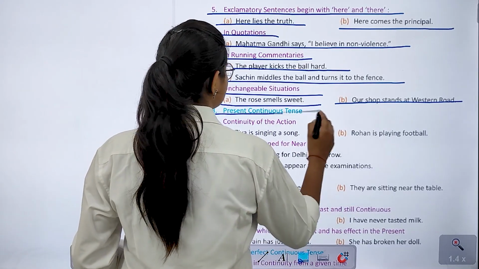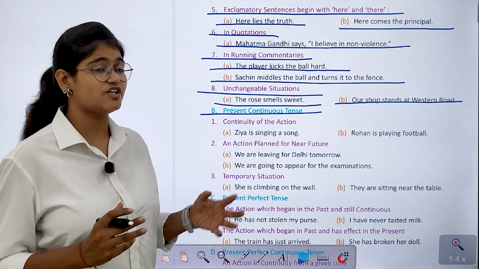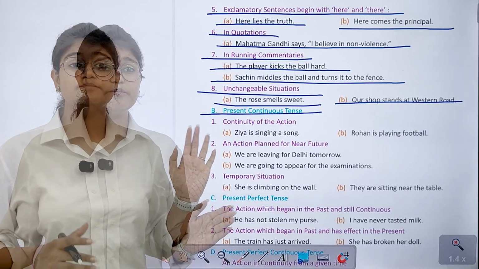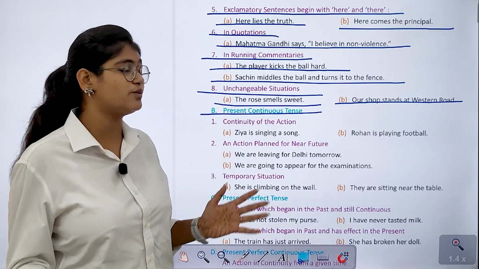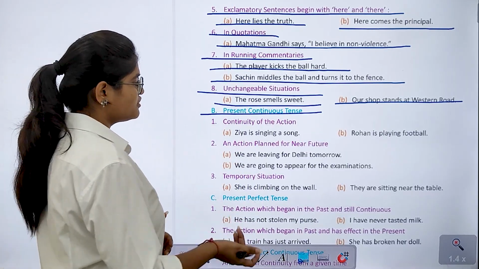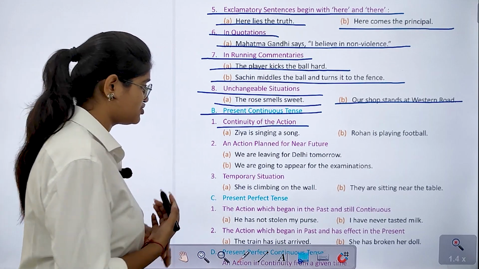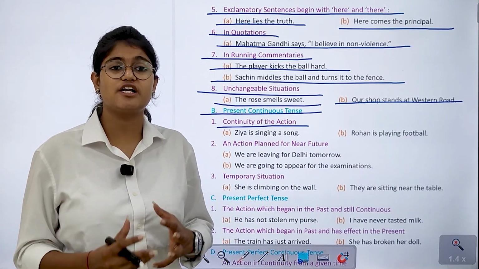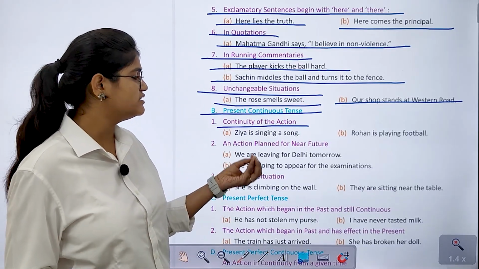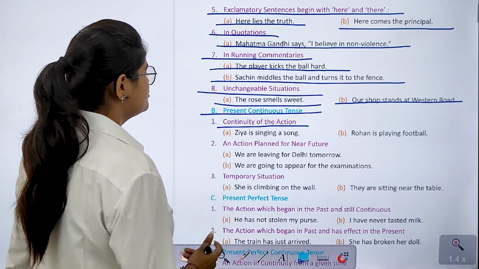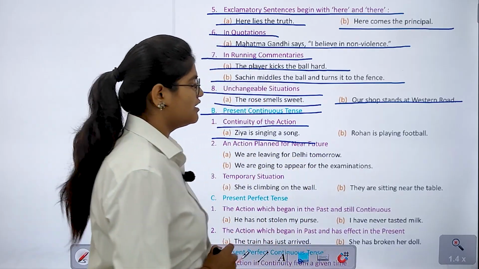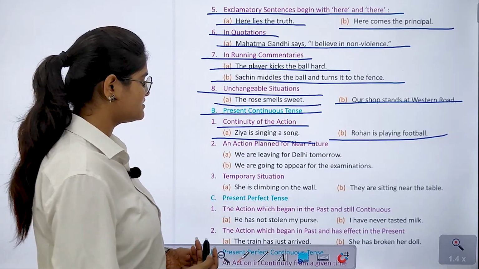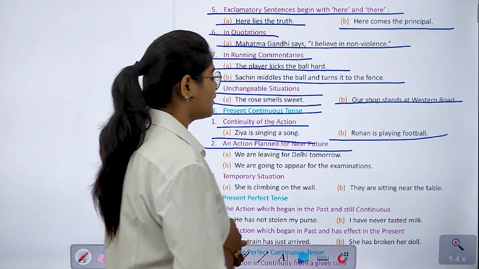After that, we have present continuous tense. अब we are talking about present continuous tense. Till now we were talking about the simple present tense, but now we will be continuing with present continuous tense. So the first is continuity of the action. कि जब भी हमें एक्शन को कंटिन्यूटी में दिखाना होता है कि वो काम अभी चल रहा है, तब हम प्रेजेंट कॉन्टिन्यूस टेंस को यूज करते हैं. Just like the example is Zia is singing a song, right? Rohan is playing football.